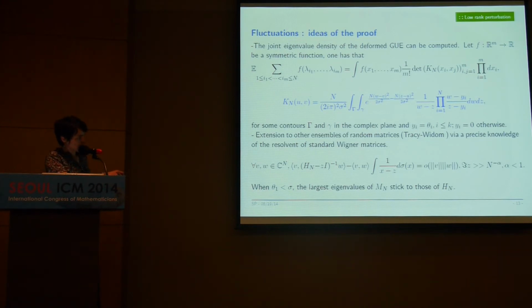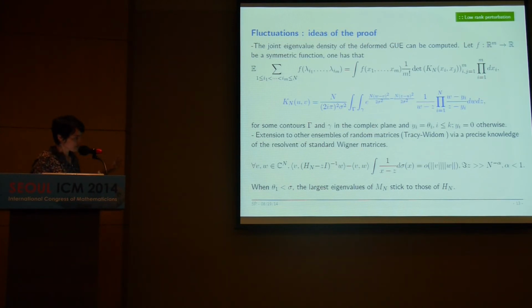I don't want to insist on the form of this kernel. What is important is that it's given by a double integral in the complex plane, and it only depends on the deformation matrix A through its empirical eigenvalue distribution. The y_i here are simply the eigenvalues of A repeated with multiplicity. This follows from the rotational invariance of the GUE. So we are then able to perform the asymptotic analysis of this correlation kernel and then to compute the limiting distribution of the largest eigenvalues.